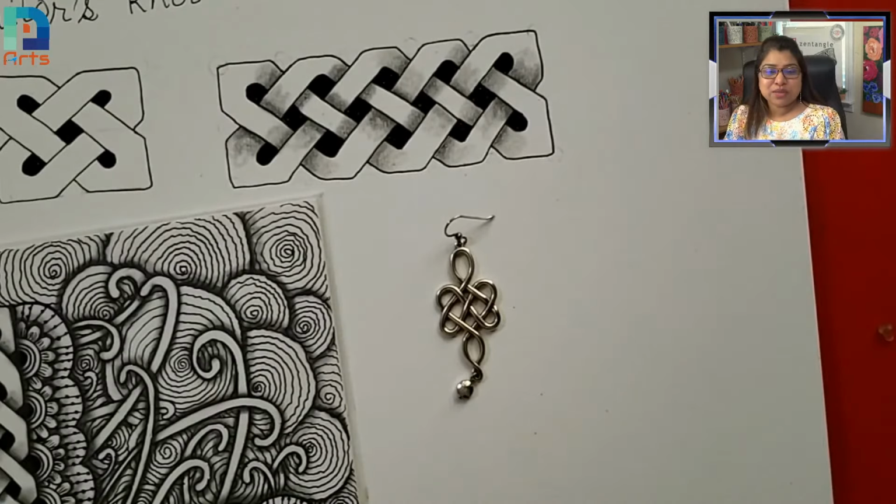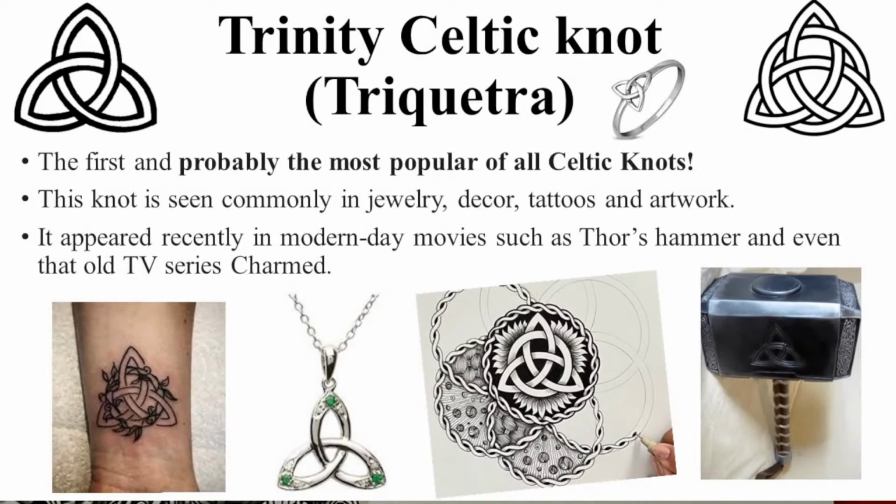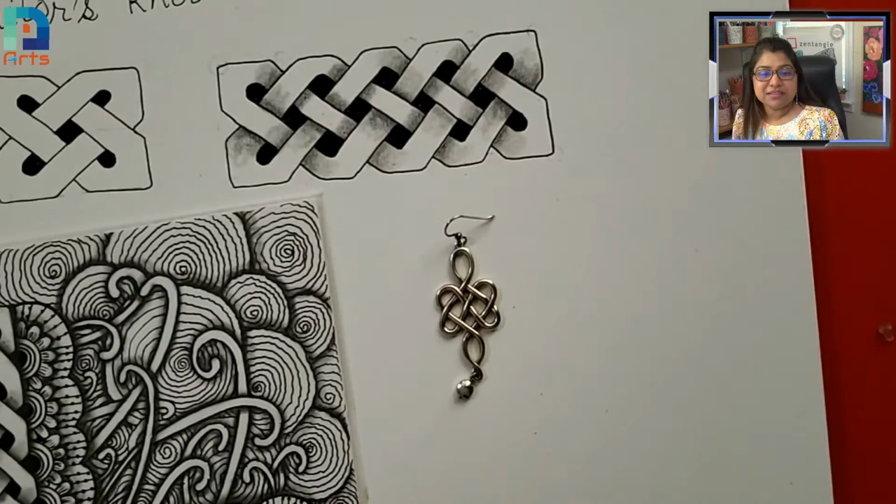So this is just one piece of jewelry. There are many more variations, as I showed you in the Trinity one. You can get the tattoo, you can get the jewelry, you can get the ring or the pendant. You can draw them. So that's it. Anyone else?